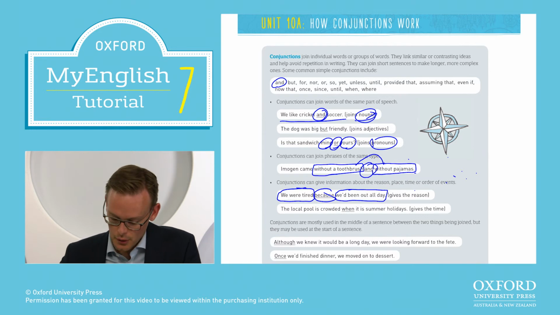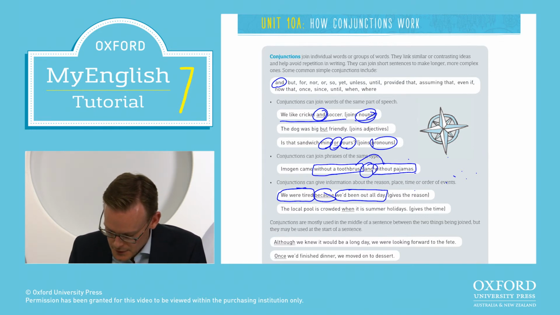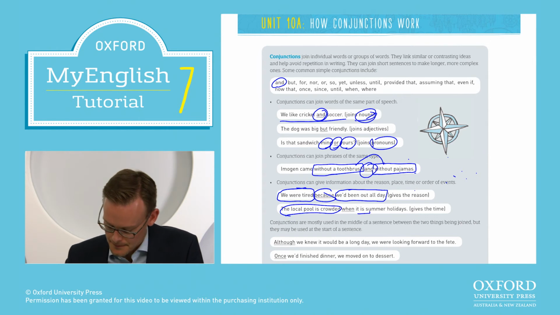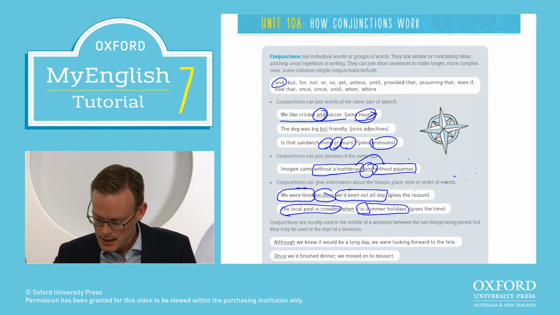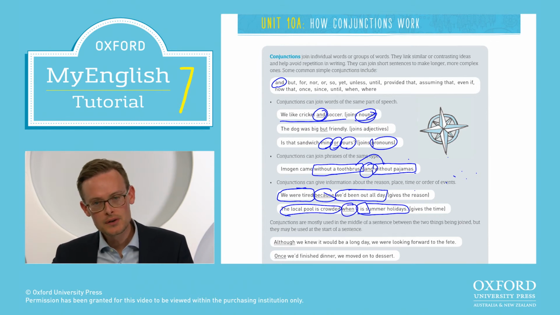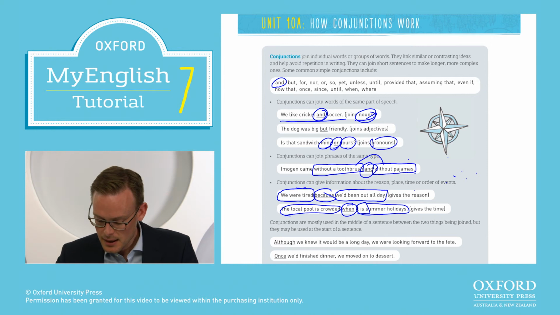Or if we said, the local pool is crowded when it is summer holidays. We have two bits of information. It is the summer holidays and the local pool is crowded, and they're joined by the conjunction when. And again, that conjunction doesn't only join those two parts of the sentence, it tells us how they relate to one another. The second part is the cause of the first.